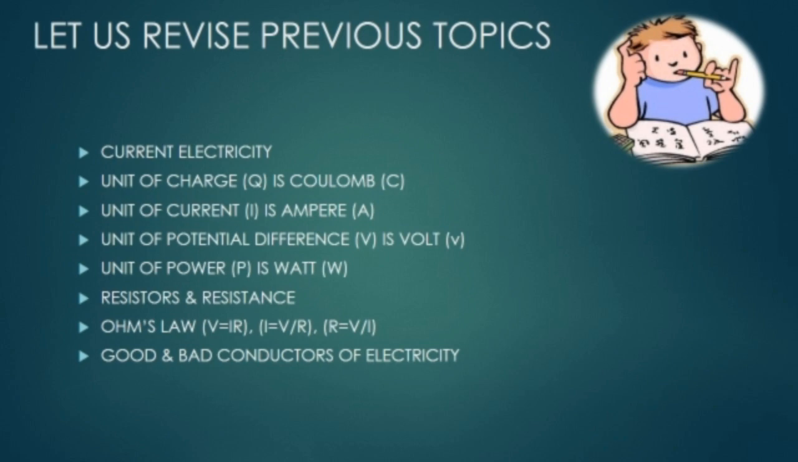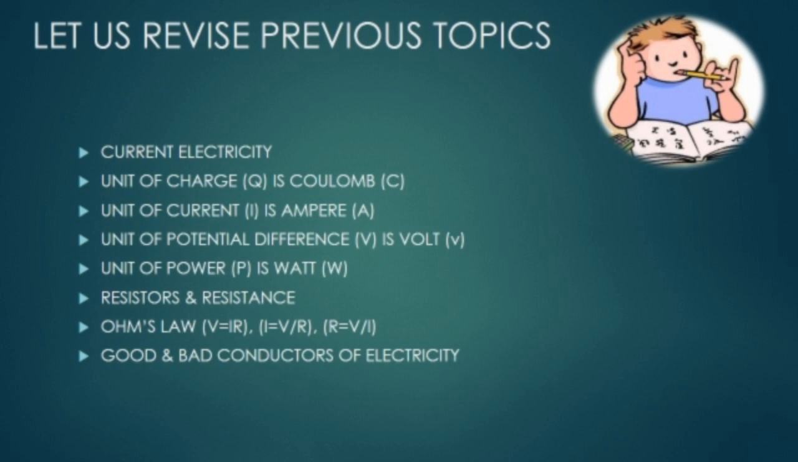Now, unit of charge is coulomb. Charge is denoted with the letter Q, and coulomb is denoted with the letter C. Unit of current is ampere, whereas current is denoted with the letter I and ampere is denoted with the letter A. Unit of potential difference is volt.